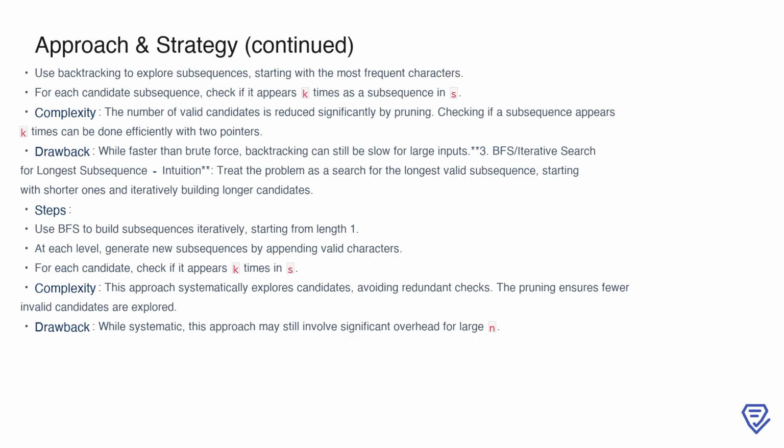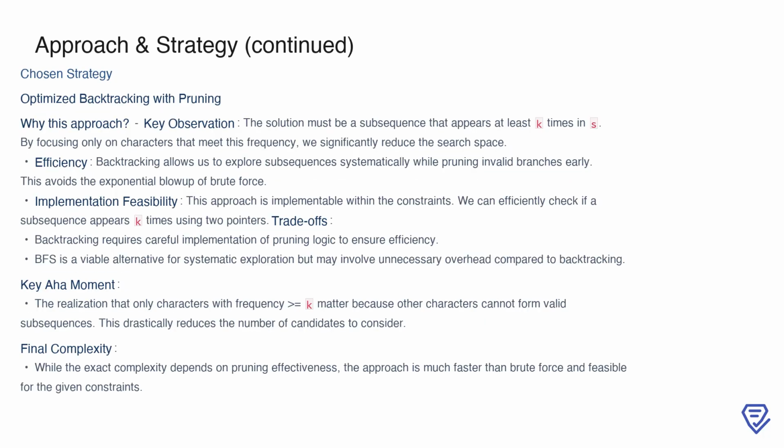This systematic exploration avoids redundant checks and benefits from pruning, though it may still involve overhead when n is large. The chosen strategy is optimized backtracking with pruning. The key observation driving this choice is that the solution must be a subsequence appearing at least k times in S. By focusing only on characters with a frequency of k or greater, we dramatically reduce the number of potential candidates. Backtracking allows us to systematically explore subsequences while pruning invalid branches early, avoiding the exponential blow-up seen in brute force.